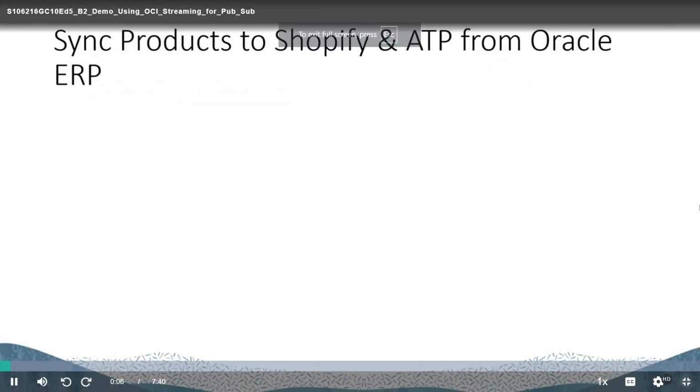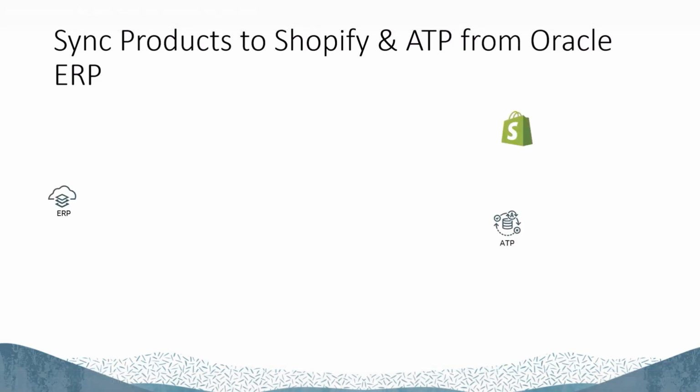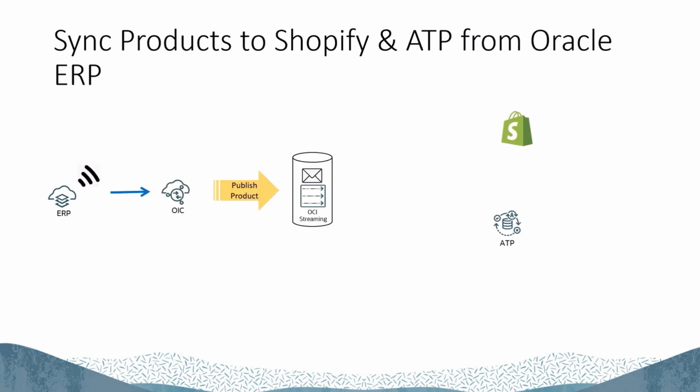In this demo, we shall see the use case to sync the products that got created in the ERP to Shopify and ATP DB via OCI streaming. This use case has been achieved using OIC, and we have used all the first class adapters for the respective applications, be it OCI streaming, Oracle ERP, Shopify, and ATP.